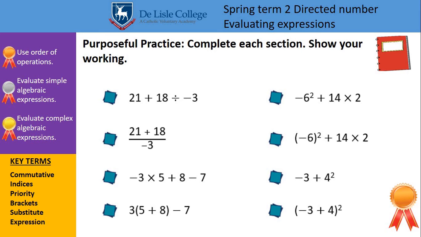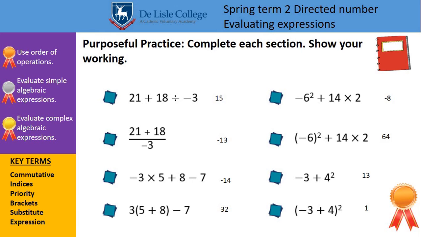Welcome back then. Hopefully we've had a good go at those, so I'm going to put up the answers for you now. So first one should be 15, then minus 13. We can do the top of the fraction there first, so 21 plus 18, 39, divided by minus 3 is minus 13. Then minus 14, 32, minus 8, 64, 13 and 1.